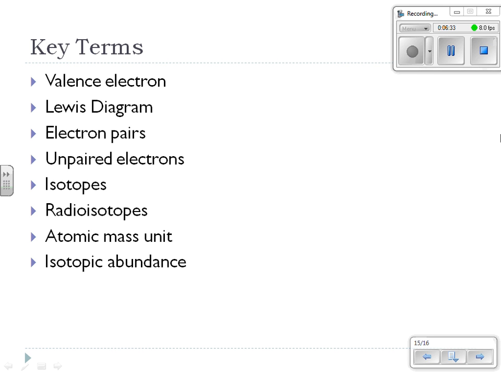So the key terms that we learned in the last video and this part 2 were things like the valence electron, a Lewis diagram with all the dots around it, electron pairs and unpaired electrons, and how that can affect the structure of the valence electrons, or the valence shells. We learned a little bit about isotopes and radioisotopes, and I showed you the atomic mass unit and isotopic abundance, or how to calculate the average atomic mass. So if you have any questions about that, make sure you bring them into class.